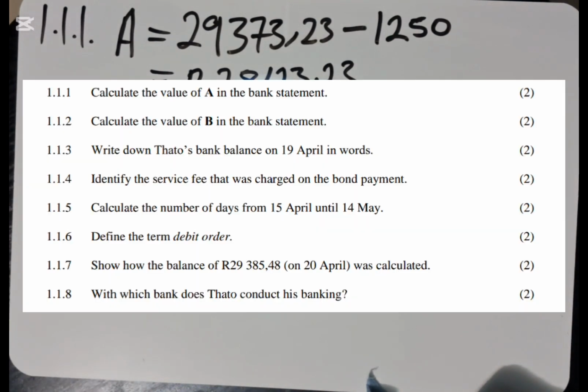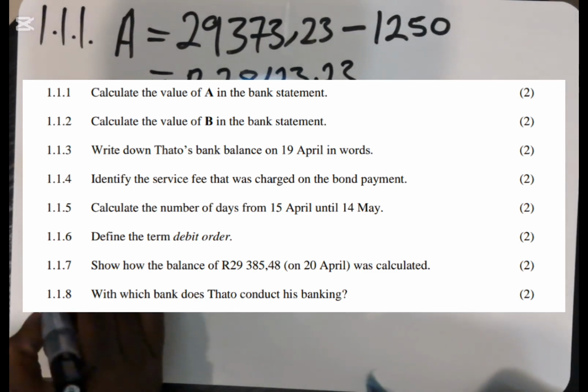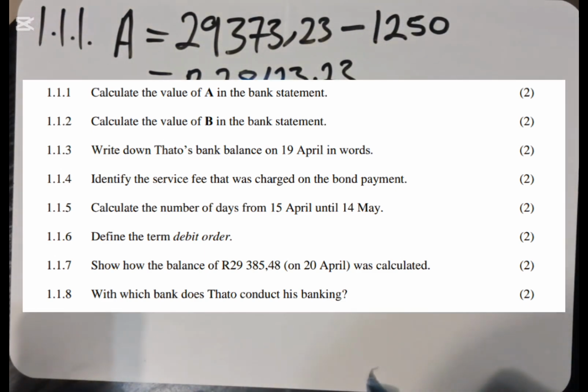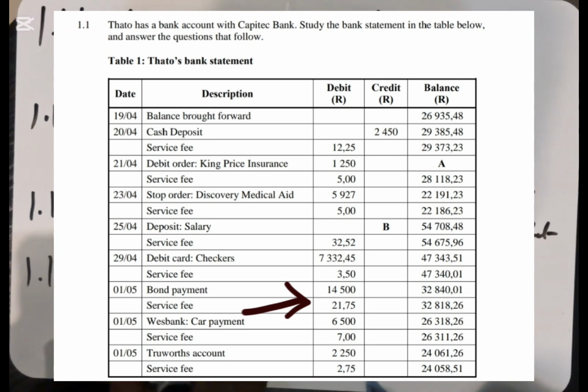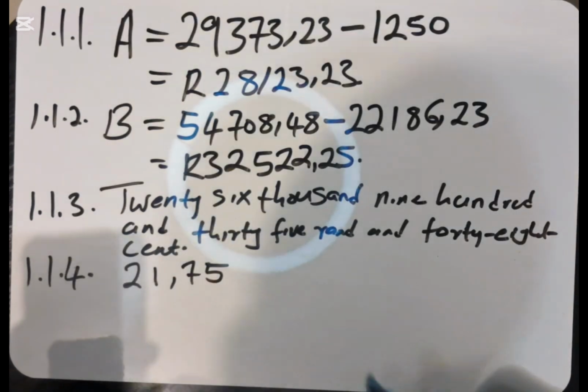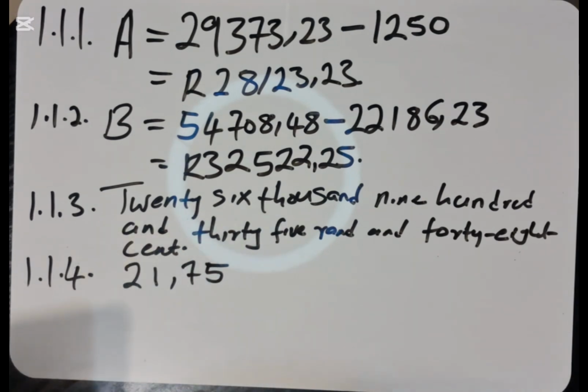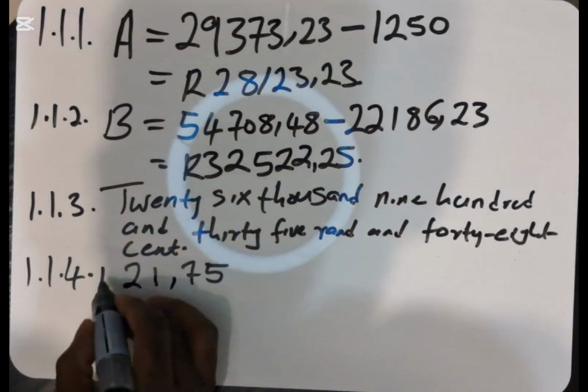Moving to the next question, 1.1.4. It says, identify the service fee that was charged on the bond payment. So we go and locate the bond payment. We found that the bond payment was 14,500. But the service fee is just below the bond payment, which is 21 rands and 75 cents.